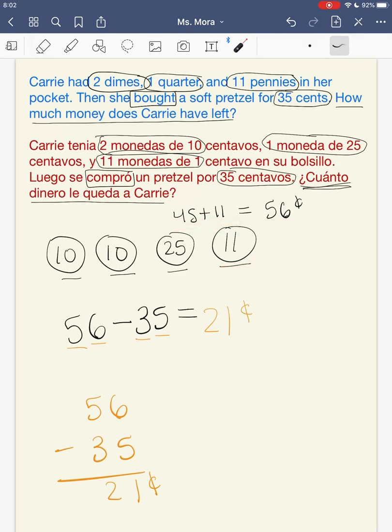Y luego, recuerda que dijimos que cuando compras algo le vas a quitar. Así es que mi segunda frase numérica fue 56, que fue lo que encontré aquí, menos 35, porque su pretzel costó 35 centavos y la respuesta fue 21 centavos. Okay, so a Carrie le queda 21 centavos.